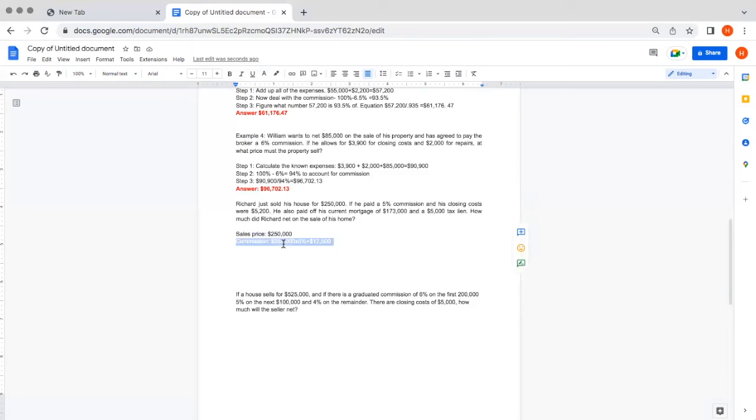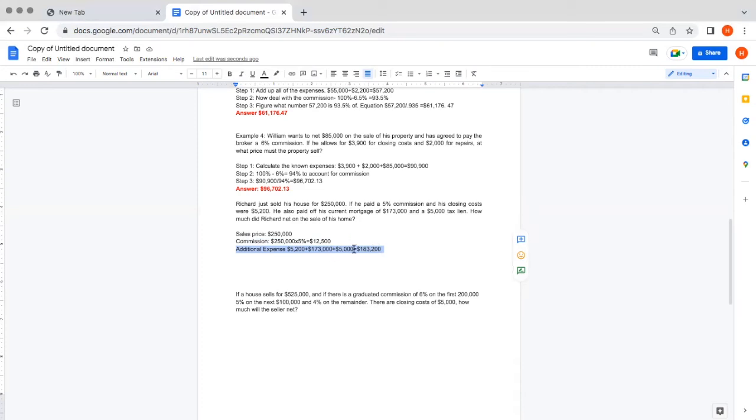Now we gotta account for the commission, right? So we're gonna take that 250,000 and multiply it by 5%, or 0.05, to get the commission. That's $12,500. The next step is to account for any additional expenses. And that's the $5,200 expense for closing costs, $173,000 for the mortgage, and the $5,000 tax lien, and that's going to equal $183,200.